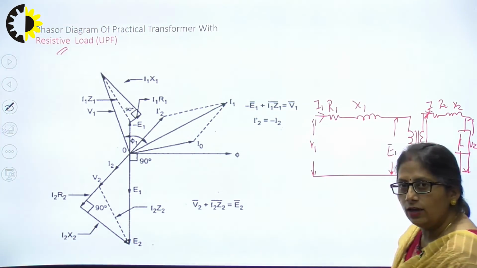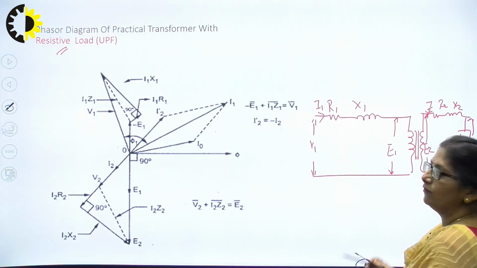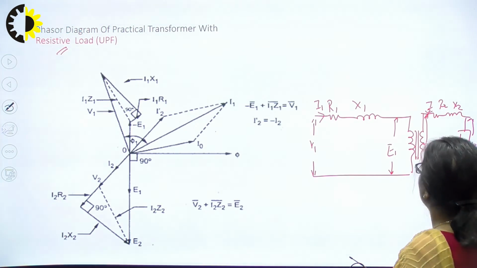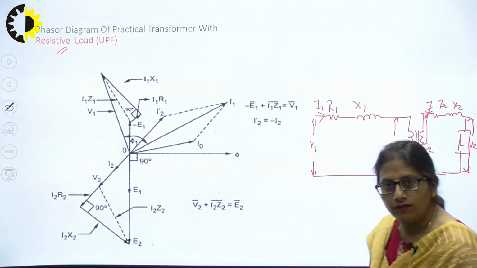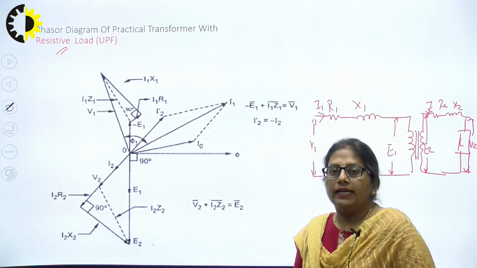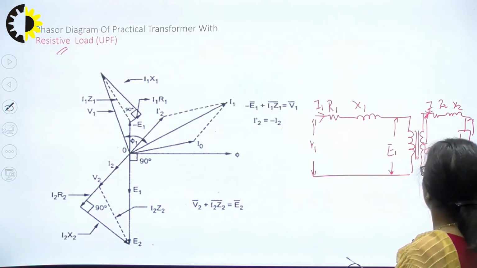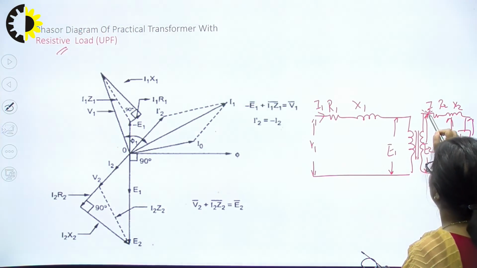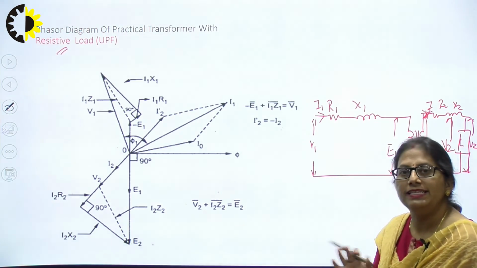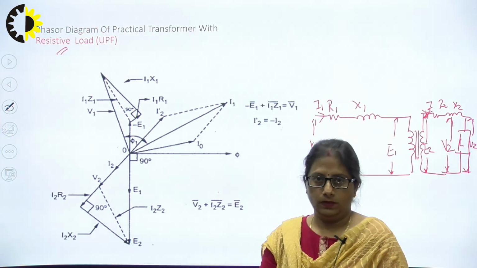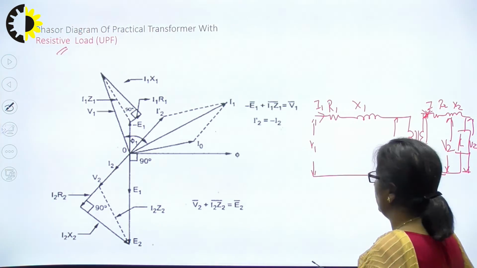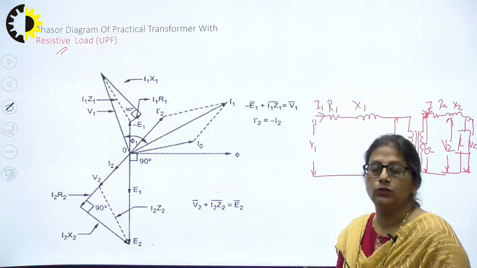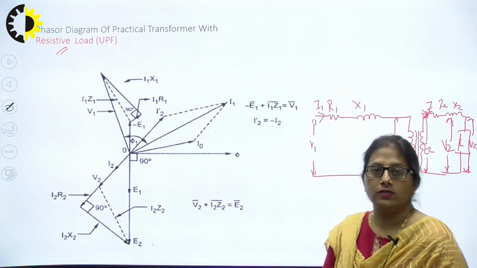So what we are saying over here is, if this load we are considering is purely resistive, in that case, obviously, the voltage across the load, that is V2, and the current flowing through the load, that is I2, will be in the same phase. So one of the things we have to remember is that V2 and I2 will be in the same phase for a purely resistive load.